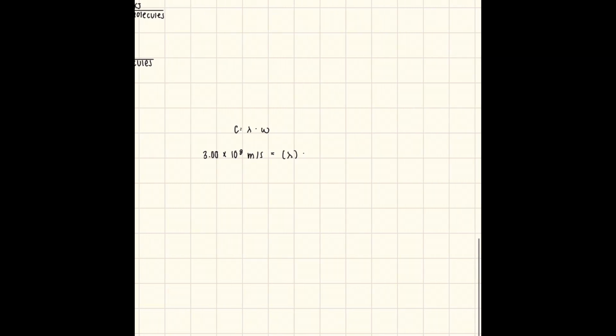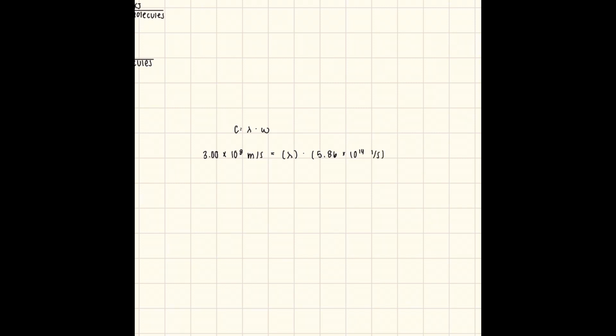We are given C, so we already know that's going to be 3.00 times 10 to the 8th meters over seconds. And then we're going to set that equal to, there's the wavelength symbol because we don't know what wavelength this is yet, and then times the frequency value that we just got. That's 5.86 times 10 to the 14th, and we're going to put that all in parentheses.